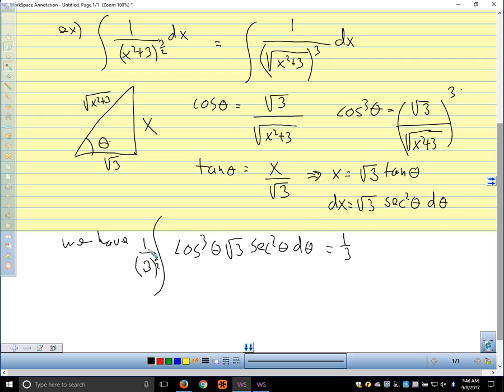This 1 over 3 to the 3 halves times square root of 3 is 1/3? Cosine to the third times secant squared is cosine theta? Sounds good. Are we good here? What happened to those two, the squares? The 3 halves, that's wrong?